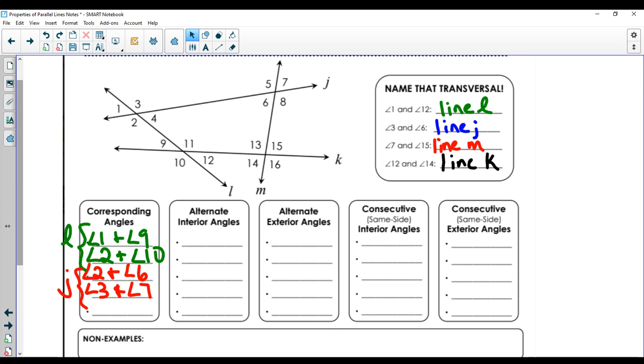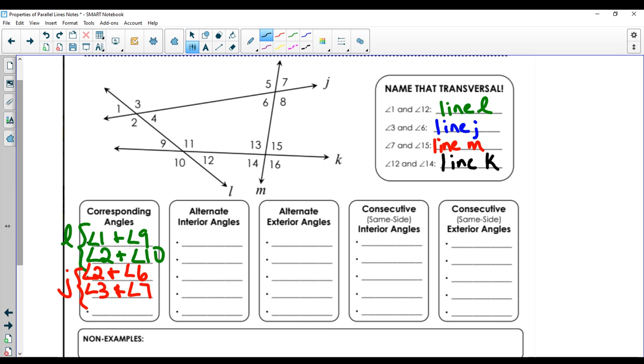Alternate means they're on opposite sides of the transversal line. Okay? And then interior means those angles are inside the two lines. So let me show you what I'm talking about.